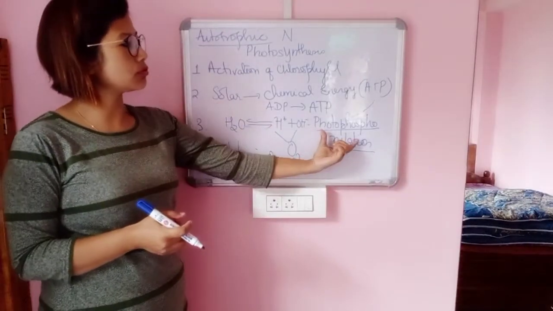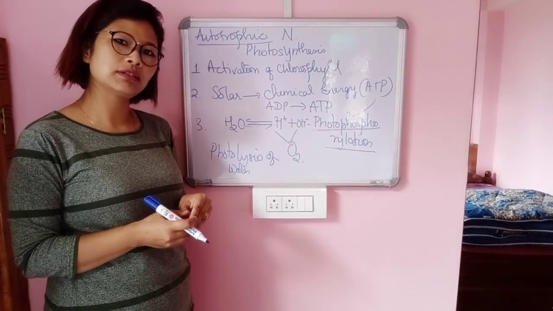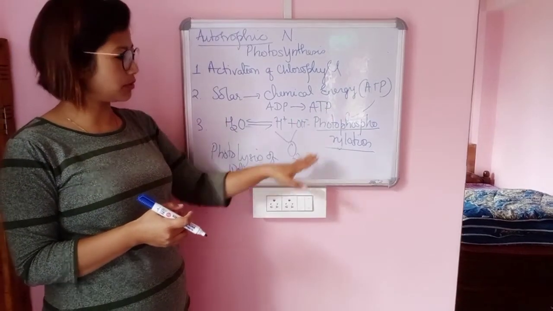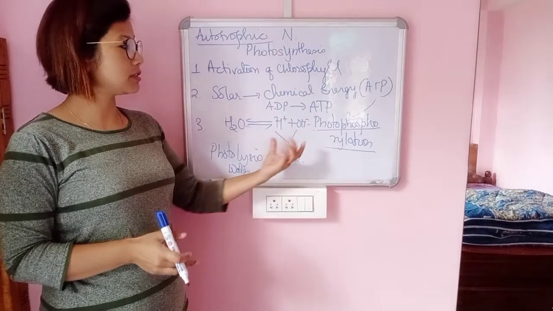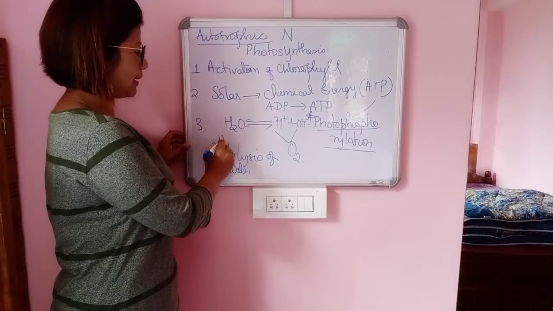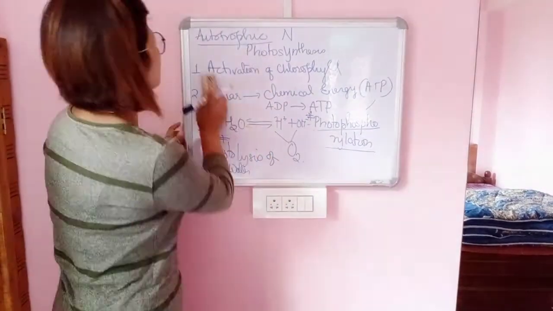Okay, so what happens in the second step? Photophosphorylation and photolysis of water. All right, and then the last step is this ATP that is produced is used in the reduction of carbon dioxide. So this is very important. Remember photophosphorylation and photolysis of water. Okay, so this is just the revision.